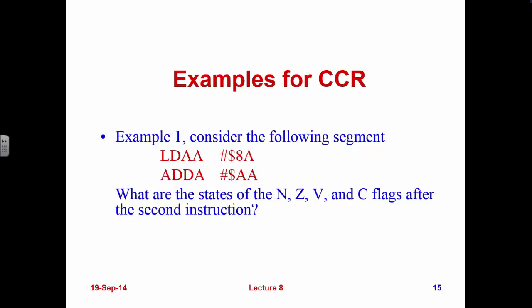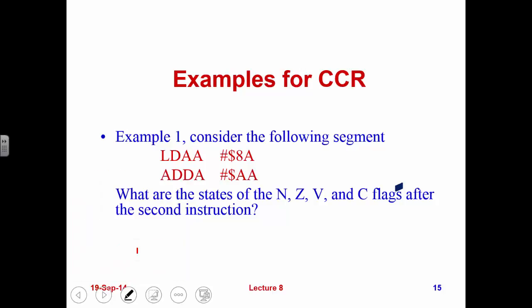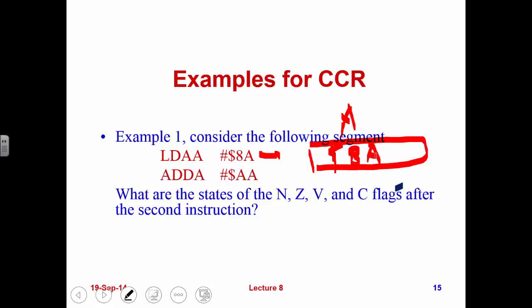This example shows 2 instruction statements. At the beginning, we load the value 8A into accumulator A. So if this is the accumulator A box, we load 8A inside. 8A is 8 bits, that's no problem, right? So accumulator A contains 8A.